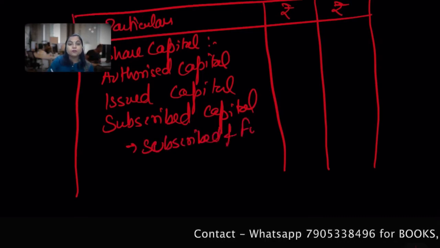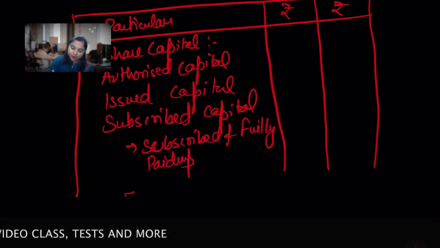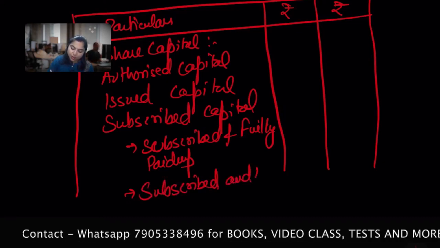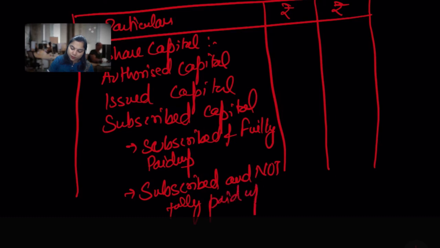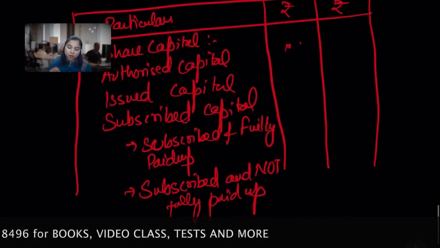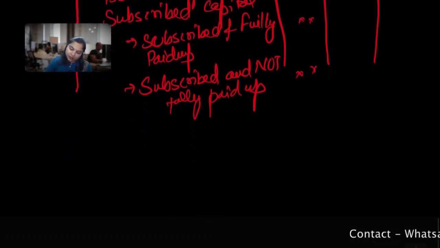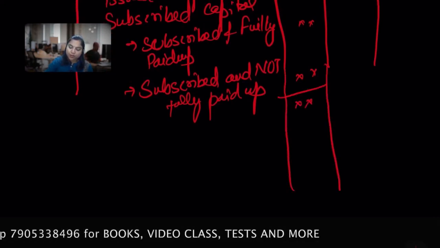It is divided into subscribed and fully paid up, which means subscribed and fully paid by the shareholders. And second is subscribed but not fully paid up. Each one is divided into equity shares and preference shares as per the demand of the question. Okay, so on the edge, if you calculate this, and here suppose in case of an arrear, that means a shareholder stops paying, they fail to pay.